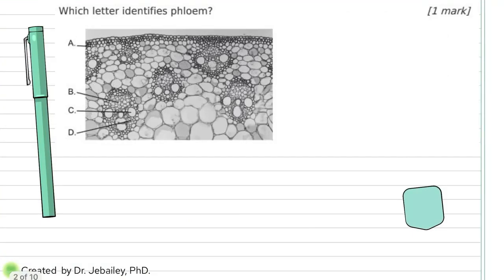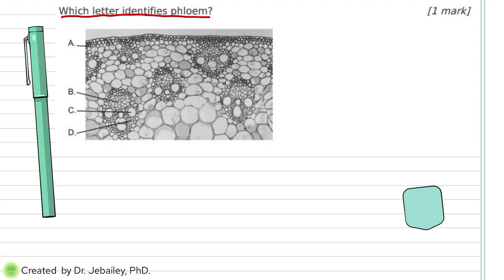So always remember to read the question at least 2 to 3 times and make sure you look at A, B, C, D, because sometimes you never know, C and D might be very close, and by one word it makes a difference. So here it says, which letter identifies phloem?